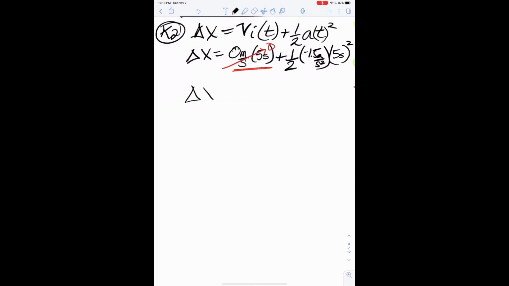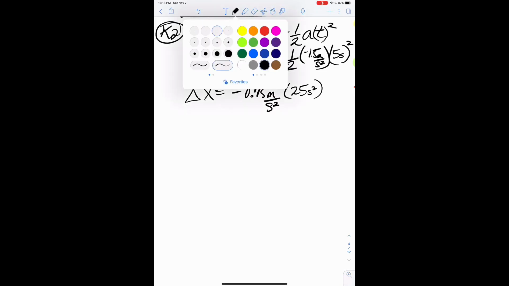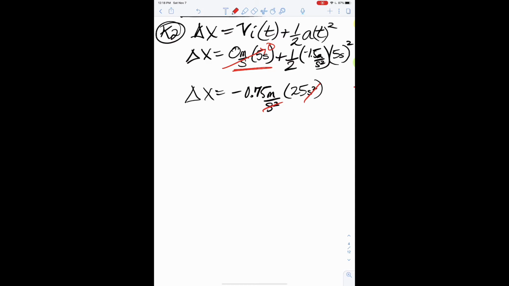So we're left with delta x is equal to 1/2 times negative 1.5. Well, I think I know what 1/2 times, isn't that negative 0.75? Yeah, let's just write that. Negative 0.75 meters per second squared. 5 seconds squared is 25 seconds squared. So square the number, square the units. Now we can see we cancel off seconds squared.